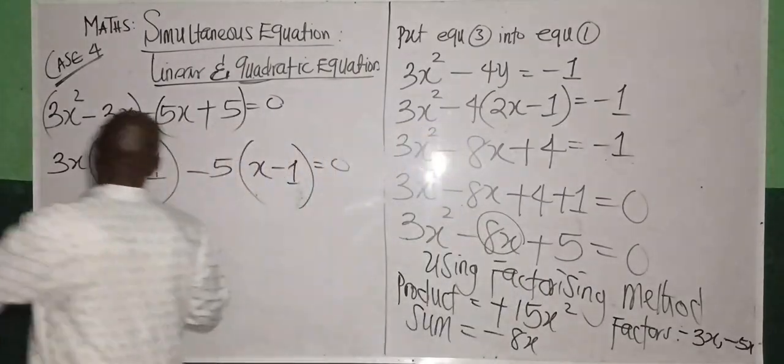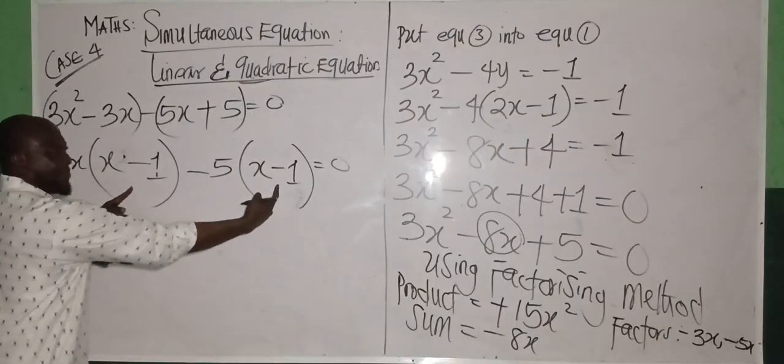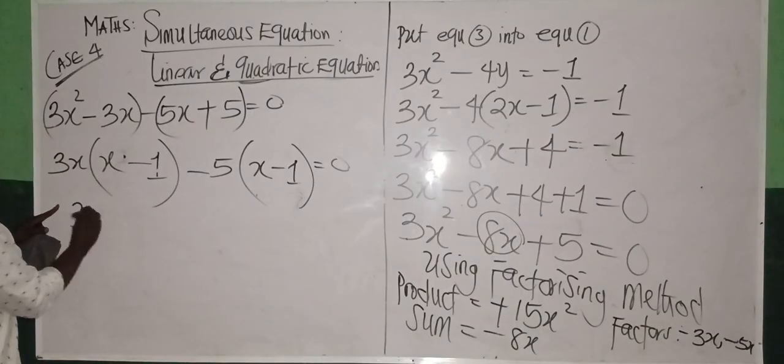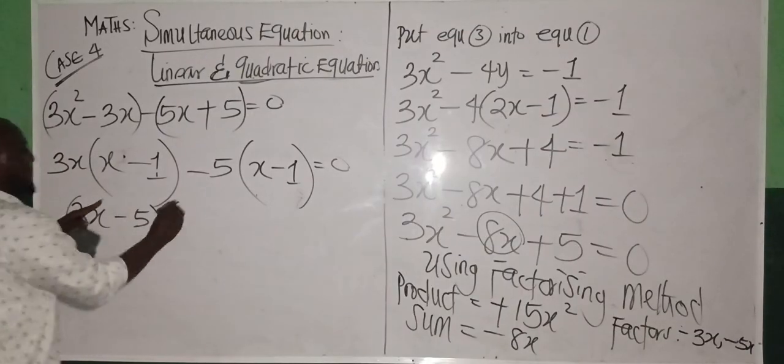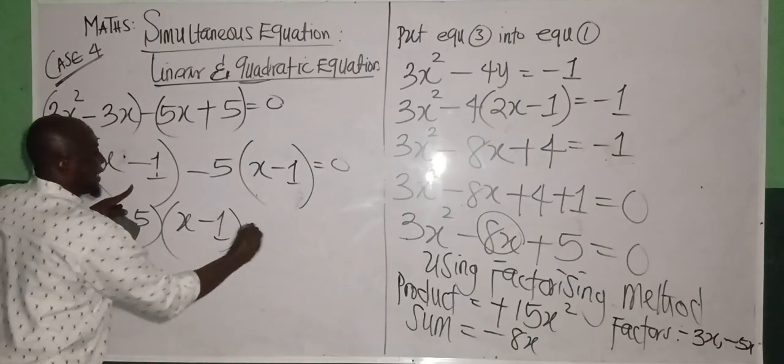So from this point, what do I do now? Pick the outside one or pick the bracket. Any one you like, you are correct. So let me pick the outside one first, and then pick one of the brackets. Everything here is this.